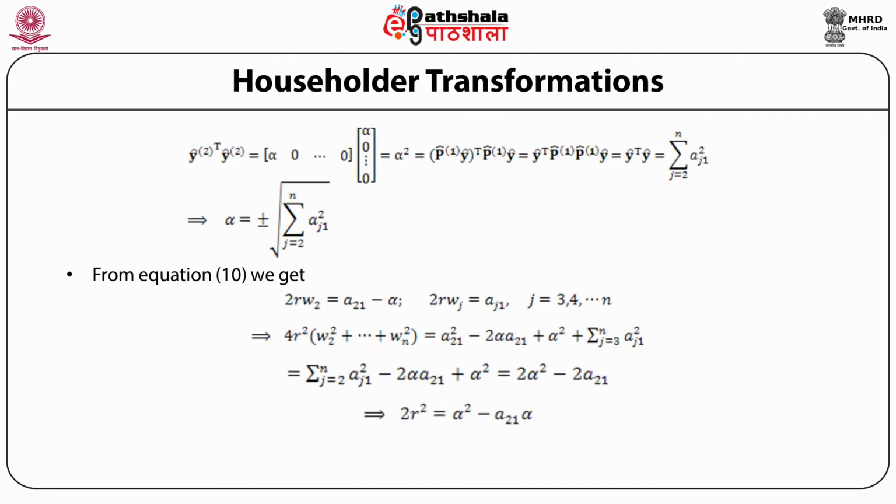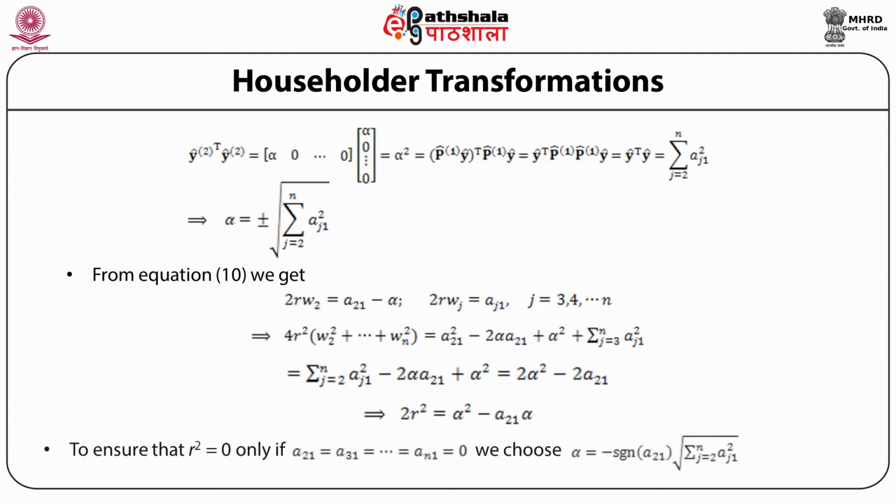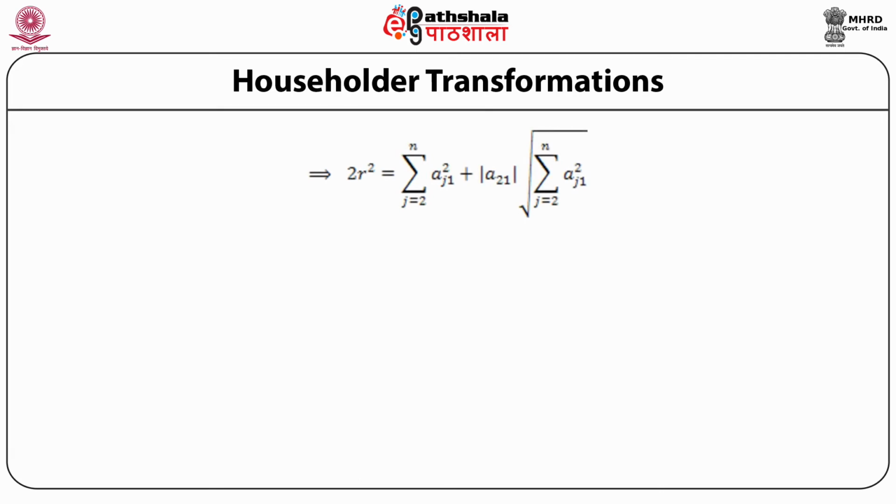This implies that 2r square equals alpha square minus a21 alpha. To ensure that r square is equal to 0 only if a21 equals a31 equals an1 equals 0, we choose alpha equals minus sgn a21 into under root of summation j equals 2 to n aj1 square. 2r square equals summation j equals 2 to n aj1 square plus mod of a21 into under root of summation j equals 2 to n aj1 square.